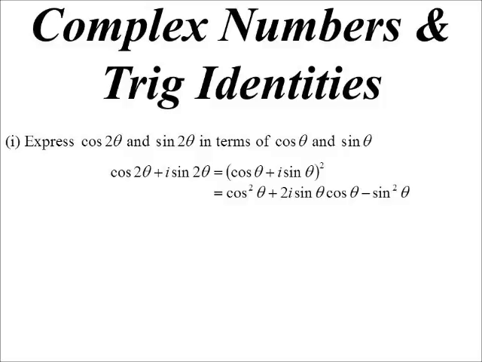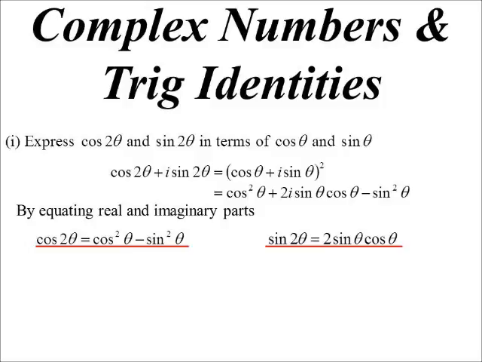Expand the right-hand side out, we get cos squared theta plus 2i sine theta cos theta minus sine squared theta. So the real part will equal the real part, cos 2 theta is cos squared minus sine squared, and the imaginary part equals the imaginary part. Sine 2 theta equals 2 sine theta cos theta. A much quicker way of proving those results than we saw earlier when we first looked at those identities.